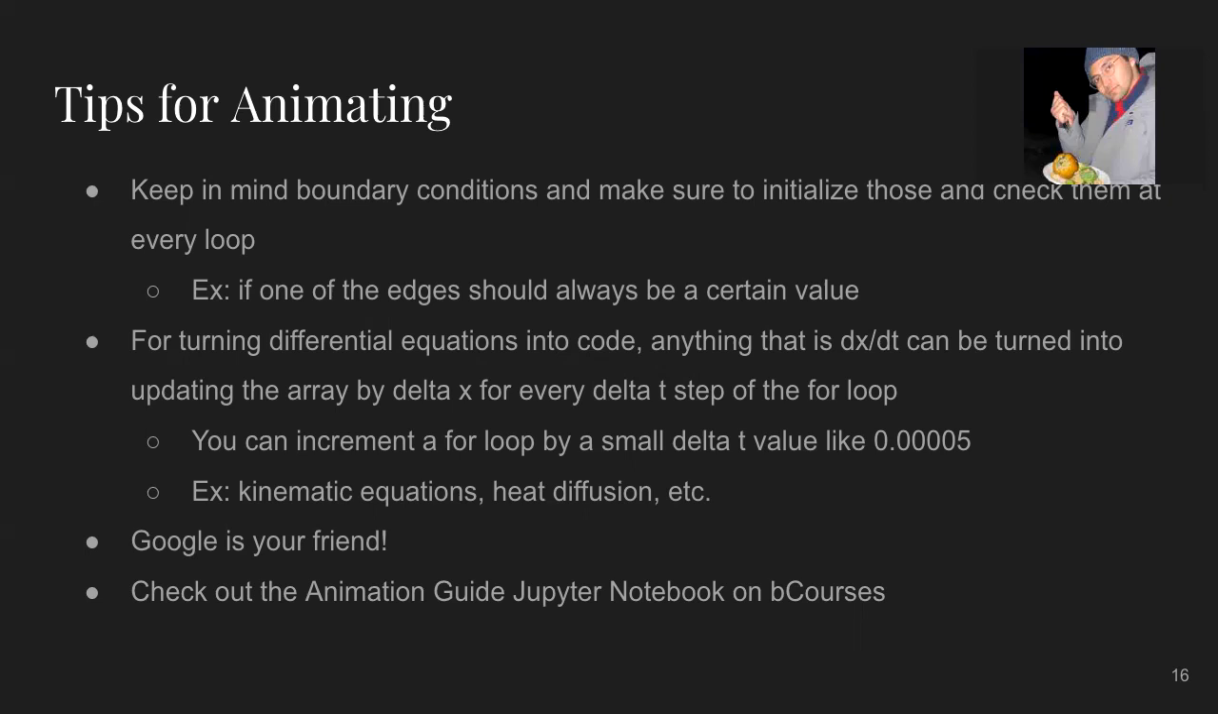As for turning differential equations into code, we talked about SciPy odeint, integration as a way to solve differential equations. Another way you can do it is that anything that's dx/dt can be approximated by doing delta x over delta t, so taking small steps in x and t to approximate the derivative, if that makes sense. So that's an easier way if you didn't want to use scipy.integrate.odeint, but odeint is going to be more precise just because it's meant to do that.